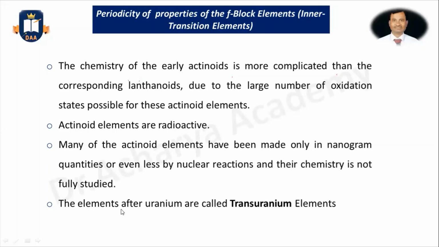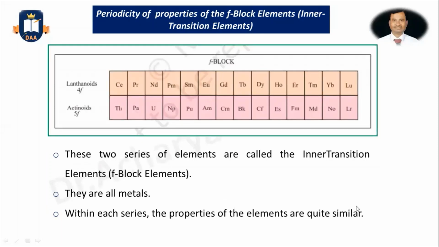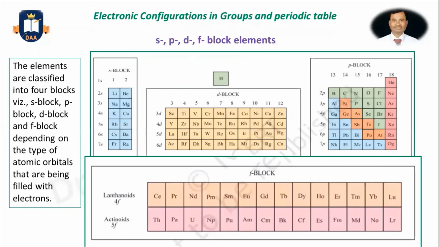The elements after uranium are called trans-uranium elements. That means if we see this series, this is uranium, and after that Np, Pu, Am, Cm, Bk, Cf, Es, Fm, Md, No, Lr are all trans-uranium elements.